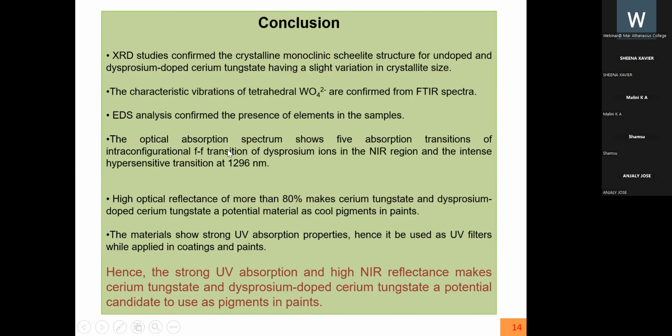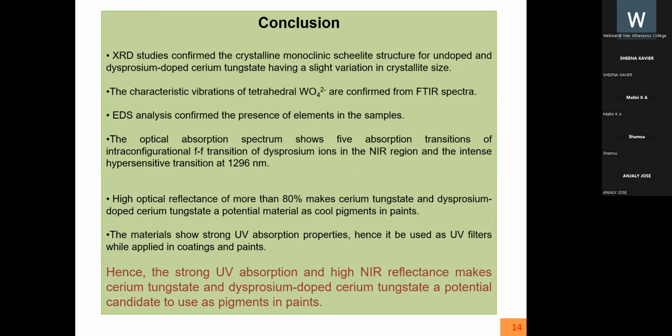The optical absorption spectrum shows 5 absorption transitions, that is, intraconfigurational f-f transitions of dysprosium ions in the NIR region, and the intense hypersensitive transition at 1,296 nanometers. The high optical reflectance of more than 80% makes cerium tungstate and dysprosium doped cerium tungstate a potential material as cool pigments in paints.